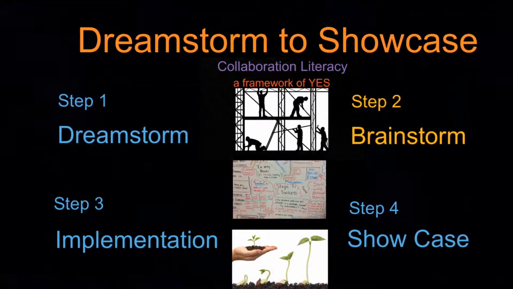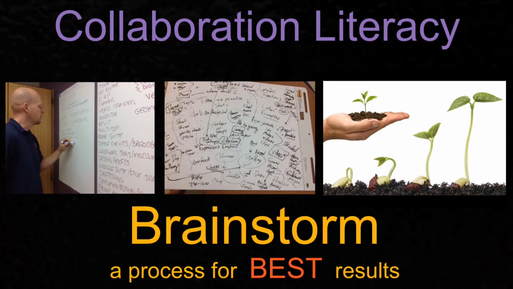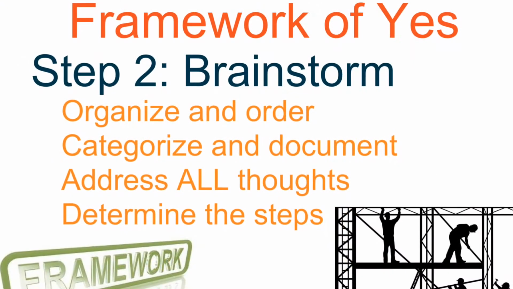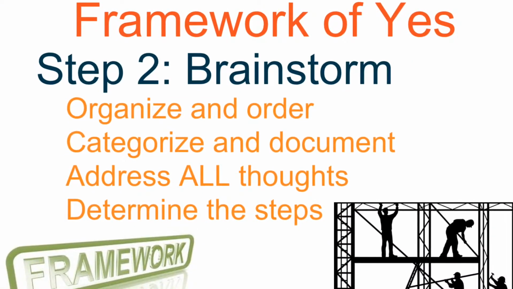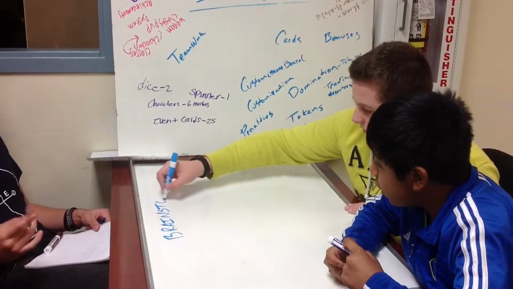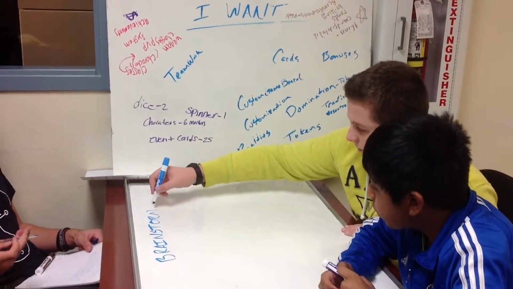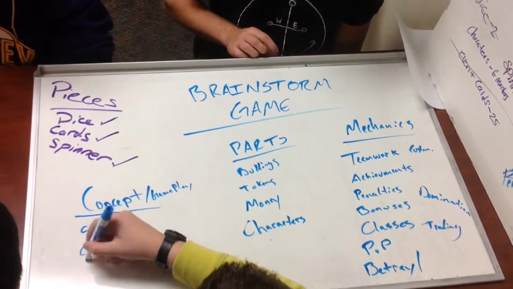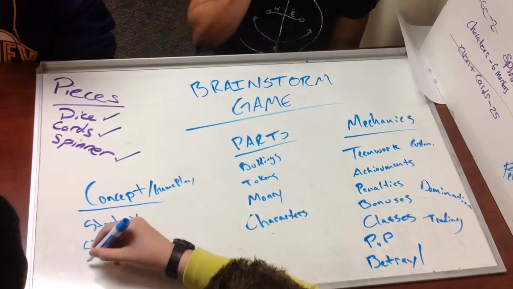Step 2 is Brainstorm. In this step, members use the Dreamstorm as a guide for organization, parts and pieces, ranking, and decision-making. The steps are organize and order, categorize and document, address all thoughts, determine the steps. Organizing all the wonderful ideas is the logical step. Themes emerge and similarities are noted. The group addresses areas to focus on.